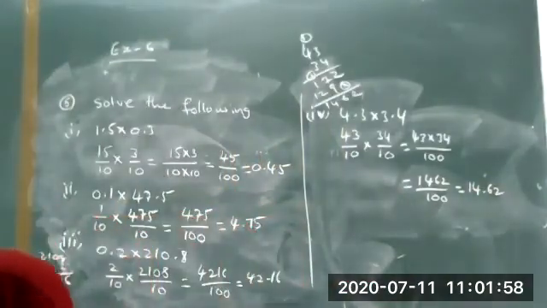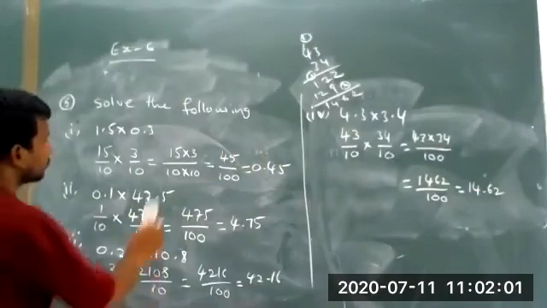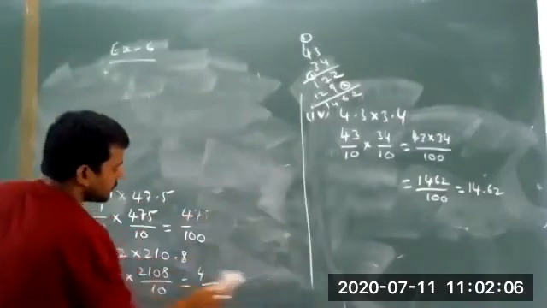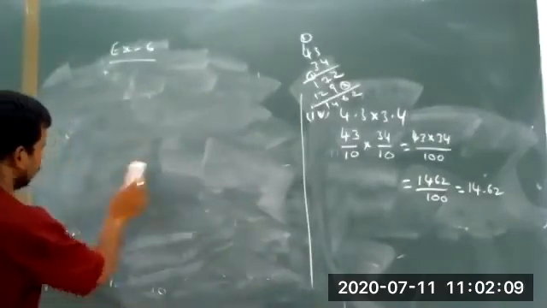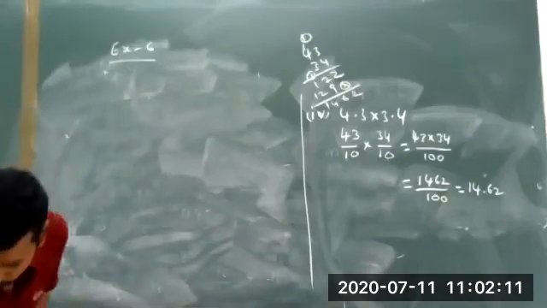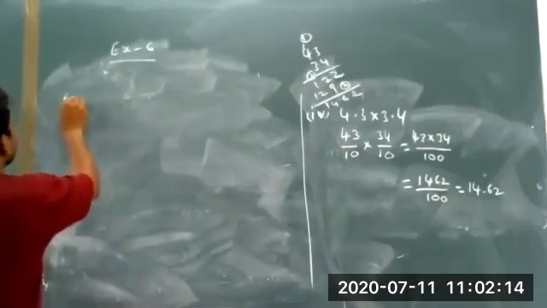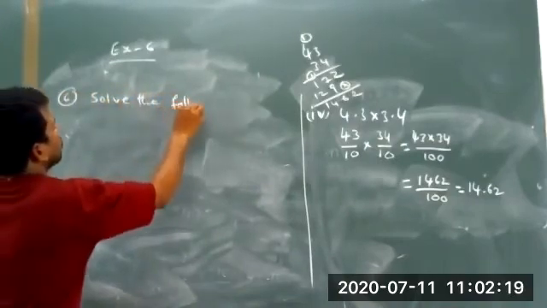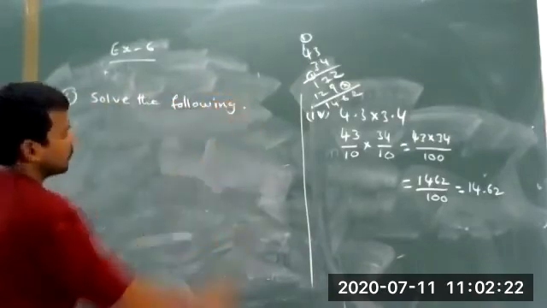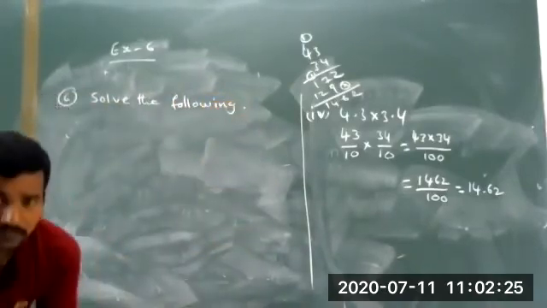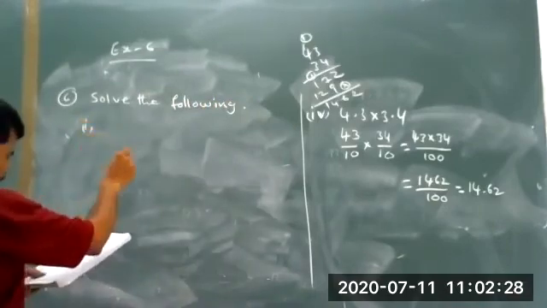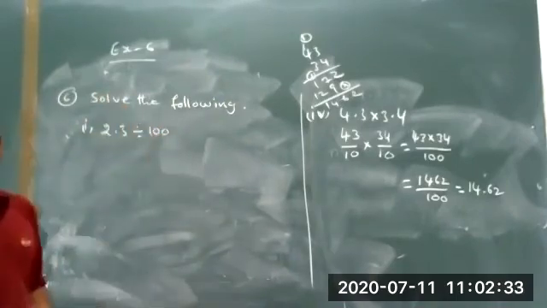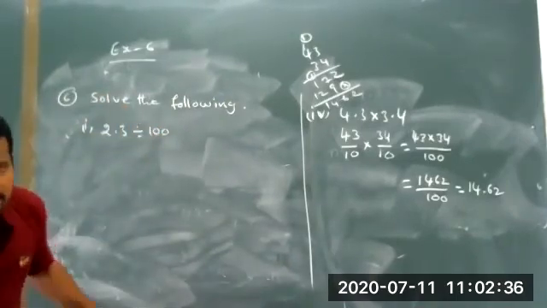Next one, sixth problem. Solve the following. Sixth page. This is the division problem, children. Solve the following. This first one: 2.3 divided by 100. So this is the division problem.